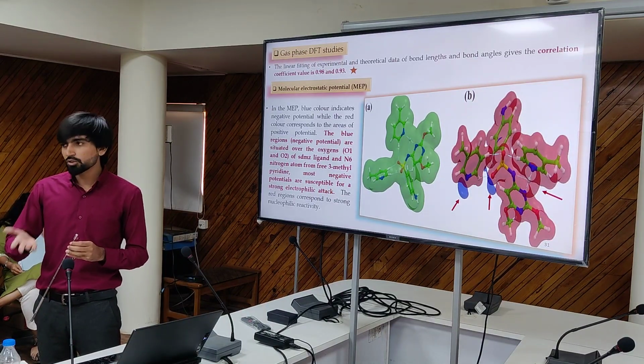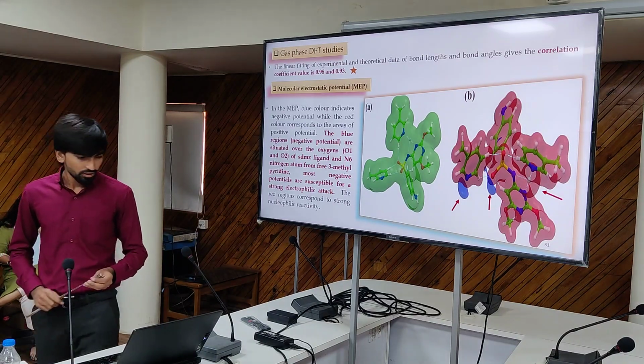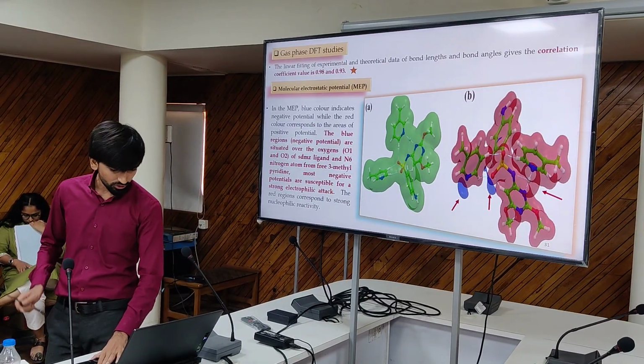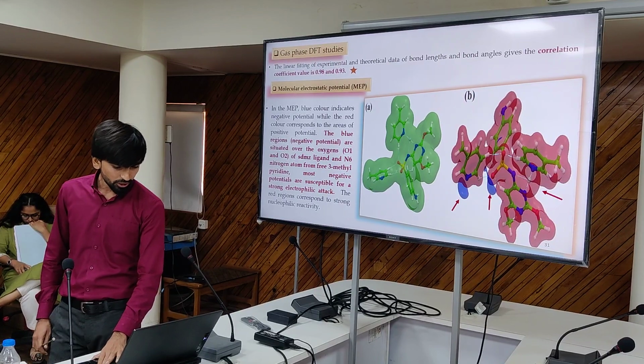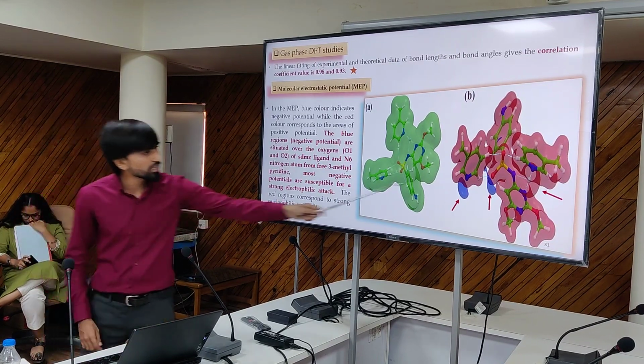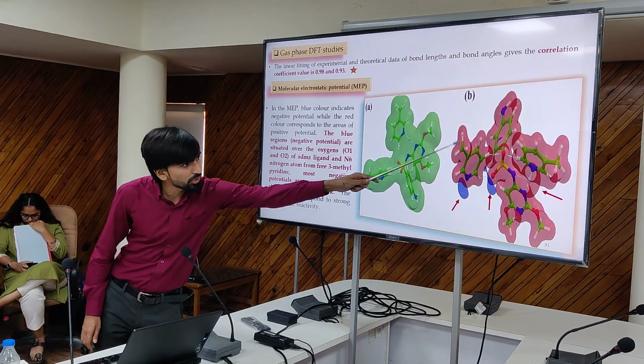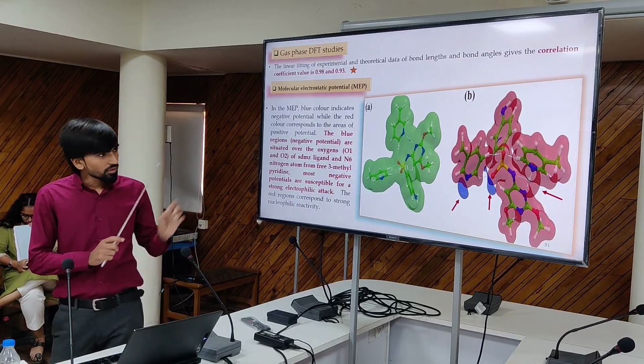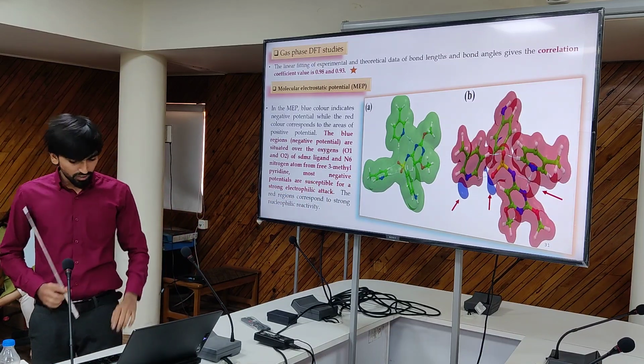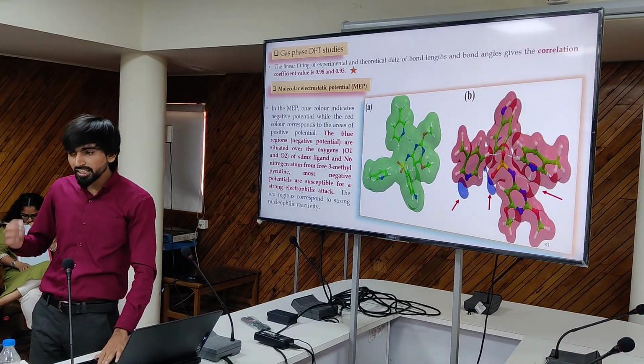If it is so, then we will not go for the DFT study. Here the data is good, so we go for the DFT study. First I'll calculate the molecular electrostatic potential. Here we see that the blue area is more negative in nature compared to the red one. It means that that area and that atom are very much responsible for the donor side and interaction with the biomolecule.